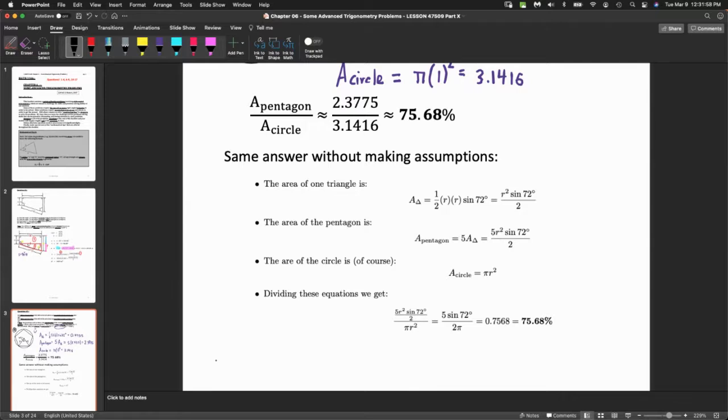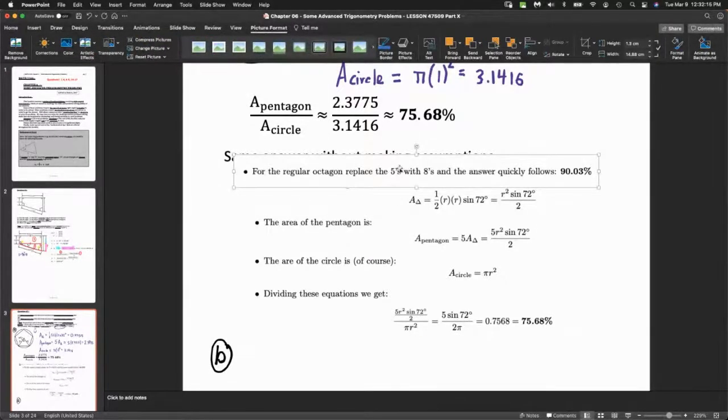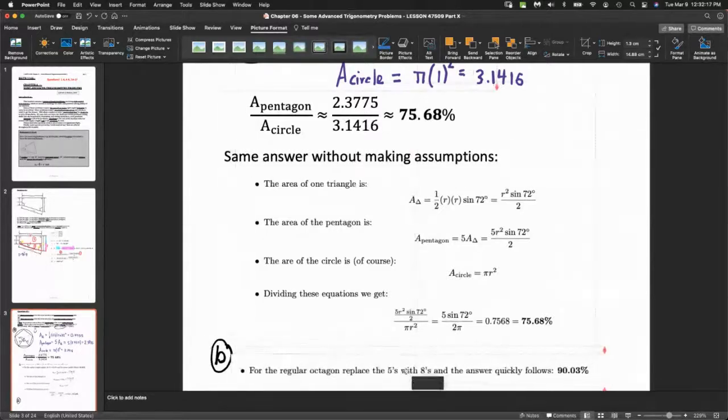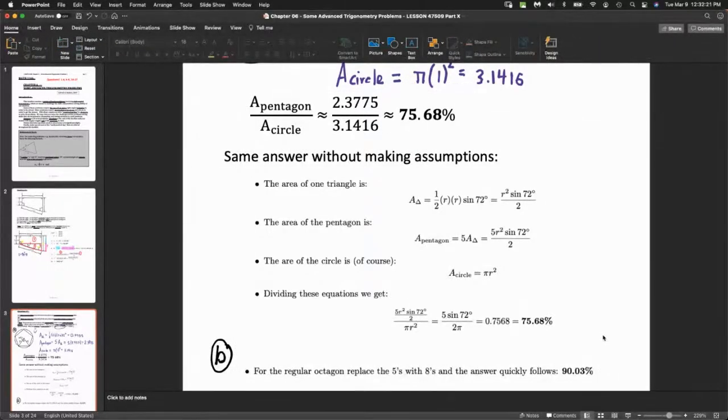For those that want to see the answer for the regular octagon, I'm sorry if I'm pacing myself a bit here, but I need to do the 4 questions within the hour. So I am just going to tell you what the answer is for the octagon. It comes down to a very simple modification. Basically, replace all the 5s with 8s. If you go to the question, there's 5 sides, but with the octagon, there's 8 sides.